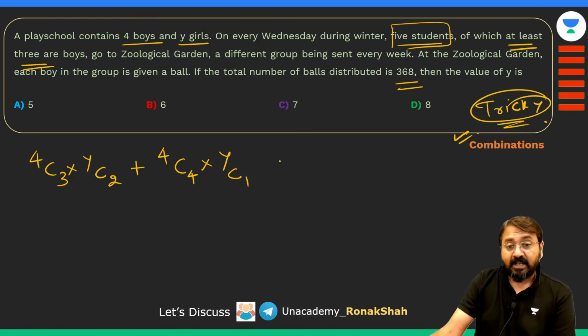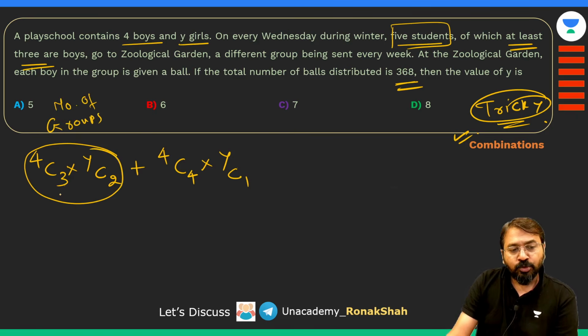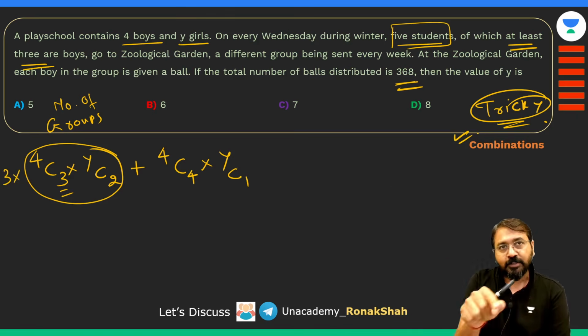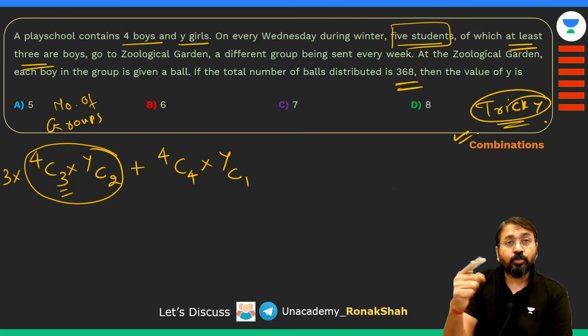But then there is something about ball distribution. 368 balls are given in total. So, how will I give the ball? This gives me the number of groups, and in each group there are 3 boys. So each group will get 3 balls, because each boy is given a ball and there are 3 boys in each of these possible groups. So 3 balls are given to each group, right?